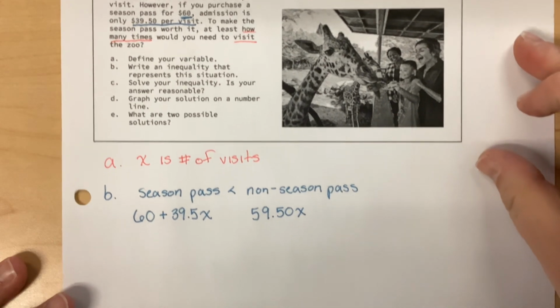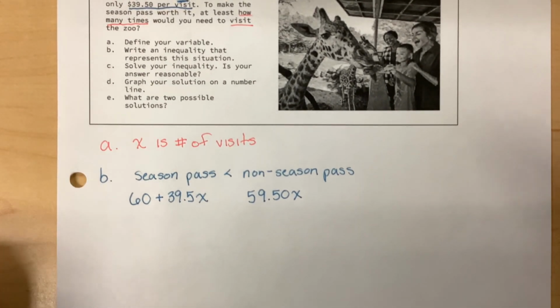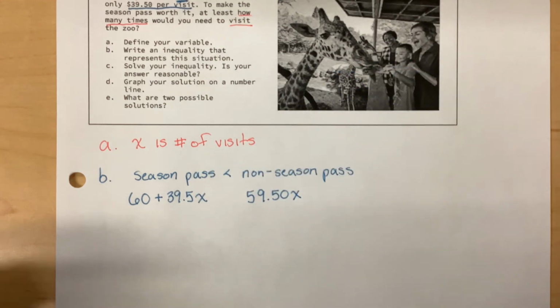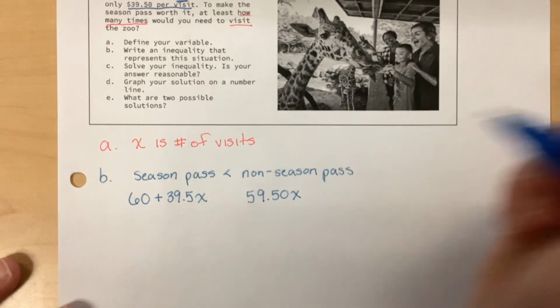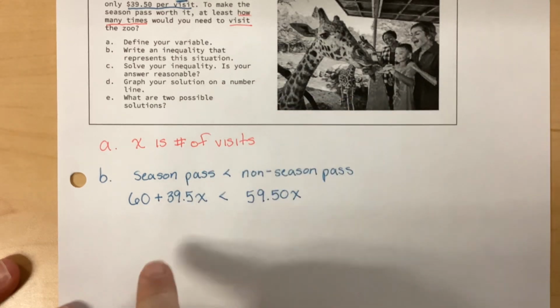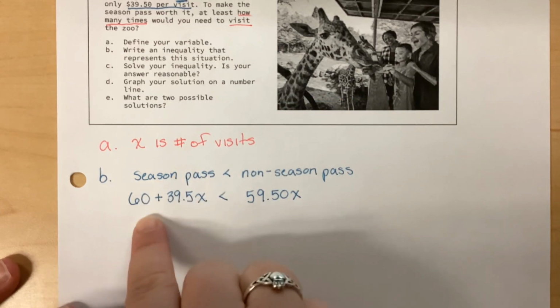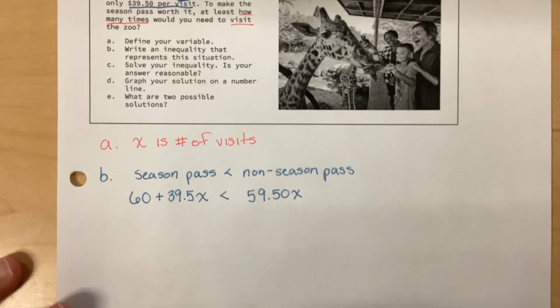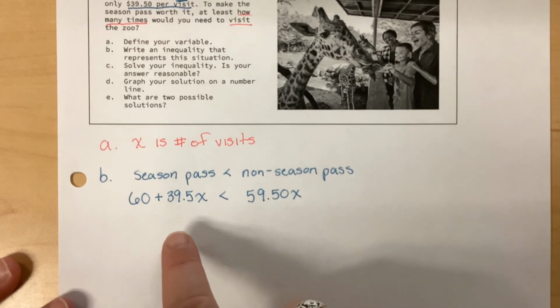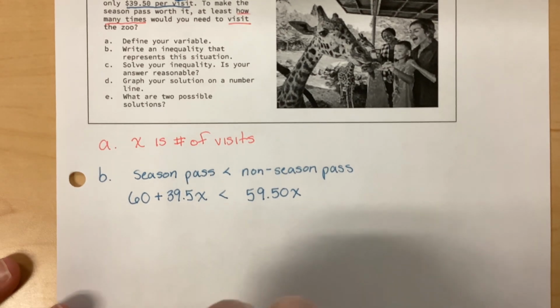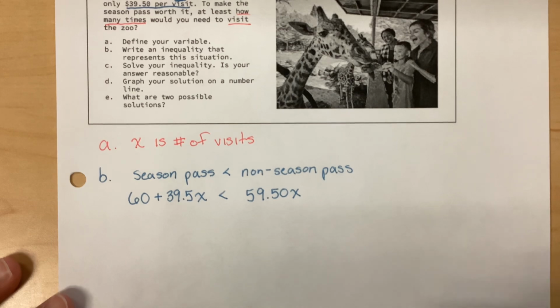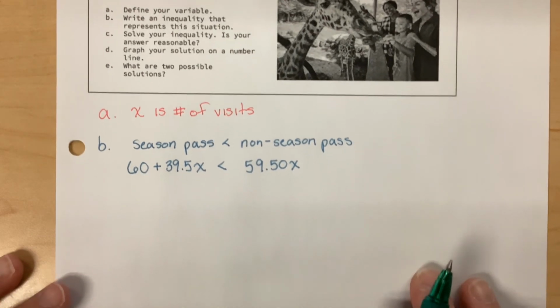So that's 59.50x. Now remember, we want to know how many times you'd have to visit the zoo for the season pass to be worth it. So in other words, when is it cheaper to have the season pass? That's why I chose less than. I want this amount over here to be cheaper than this amount over here. And cheaper means less than. Now I don't want it to be equal to, because then I'm still spending the extra 60 that I don't need to, okay? So I want to know when is it cheaper. So that is the answer. That's my inequality. Now let's go ahead and solve.